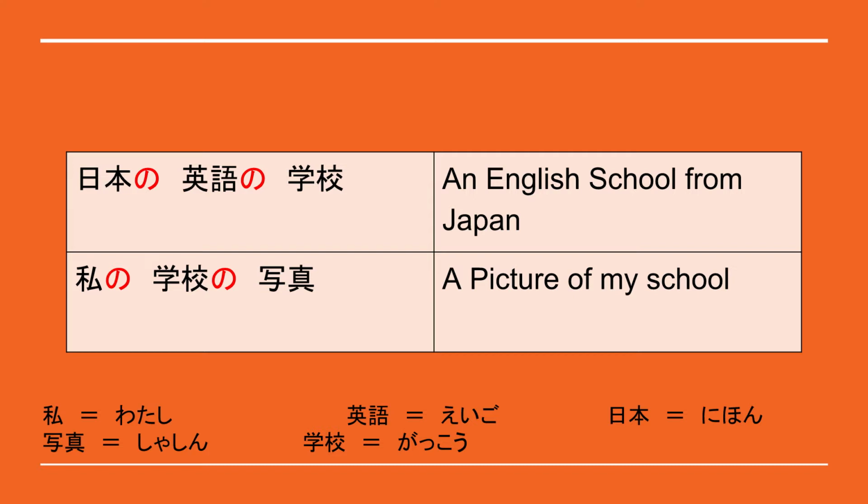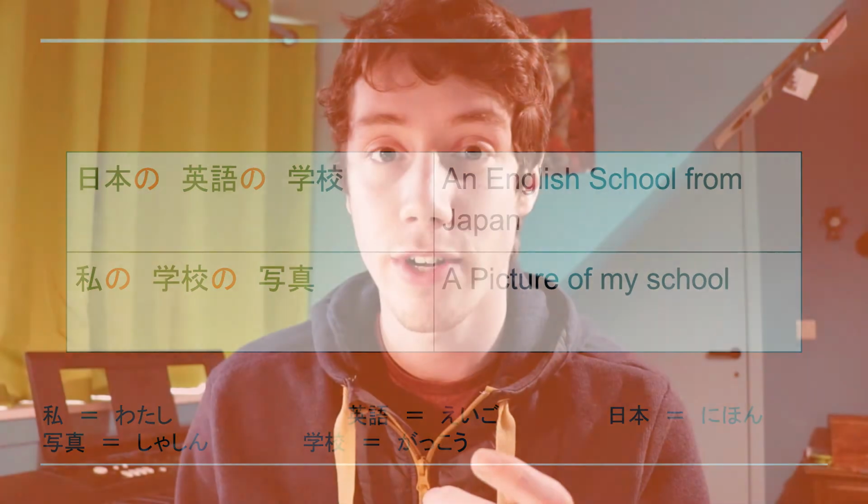The next example is shashin, a picture. Gakko no shashin, a picture of a school, but from which school? Watashi no gakko no shashin, a picture from my school. And that's how you create compound nouns in Japanese.